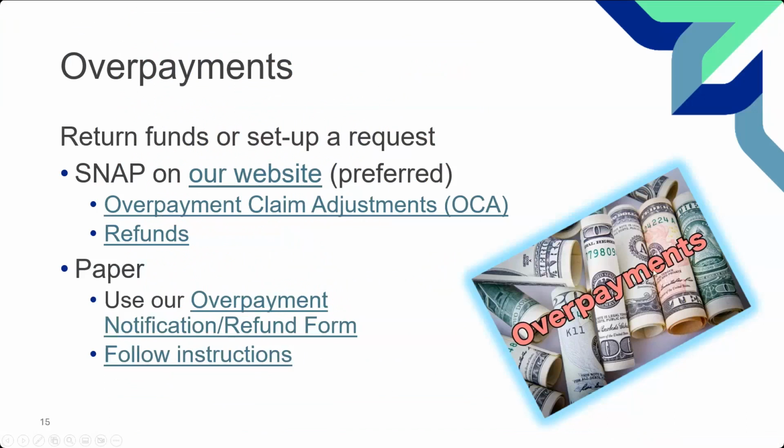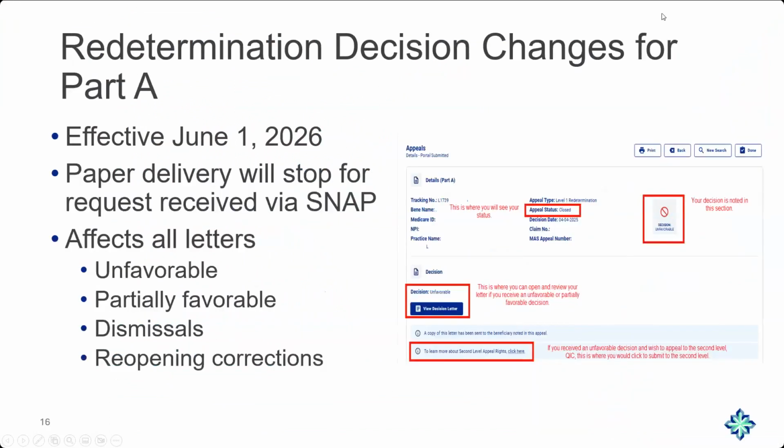So a little bit about that overpayment area. I want to remind everybody that there was a change on June 1st, and that is that we will not be issuing paper decisions for Part A redeterminations. In other words, Part A Level 1 appeals. That changes that we will only issue the decision in SNAP, and you are able to get that information. It's a letter in SNAP. The screen will help you a little bit through it. So it says close. It'll tell you all of that. You can view your decision letters and all of that in the Secure Net Access Portal or SNAP.